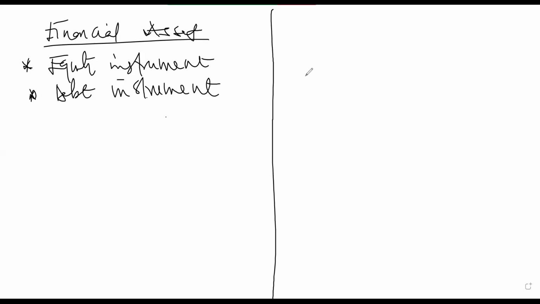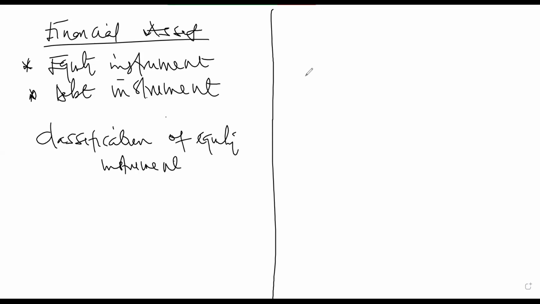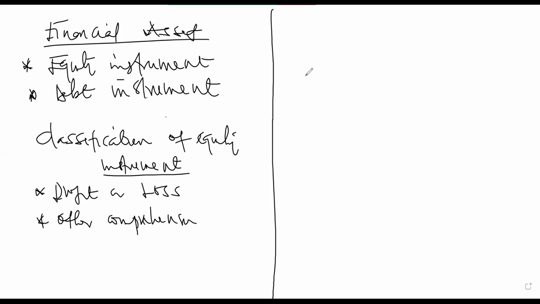So let's come to the classification one by one. If the financial asset is through equity instruments, how do we classify them? We have only two classifications: classification through profit or loss, and classification through other comprehensive income.